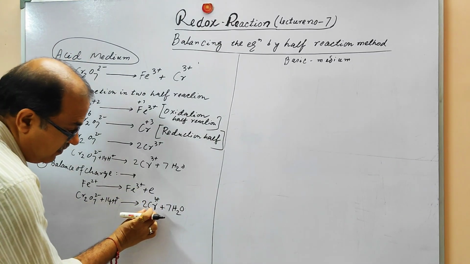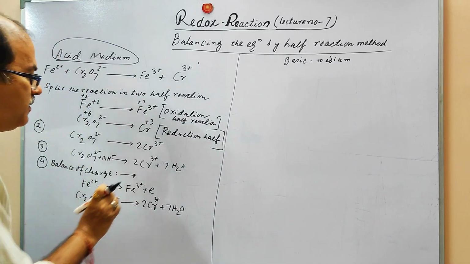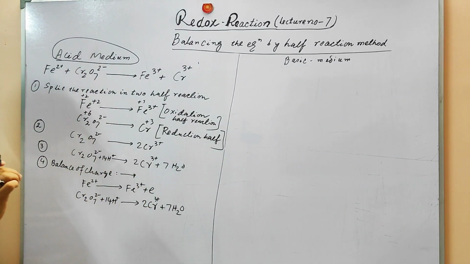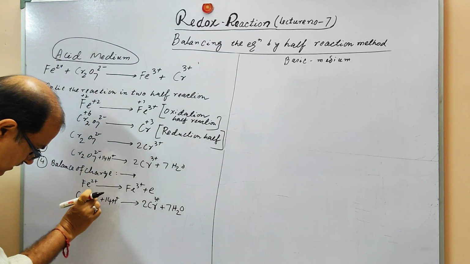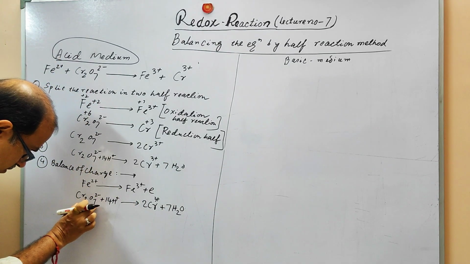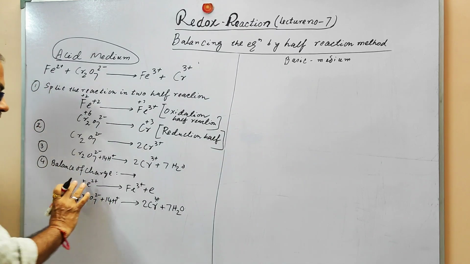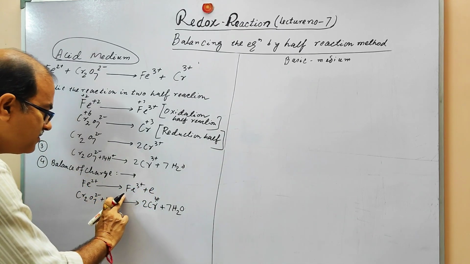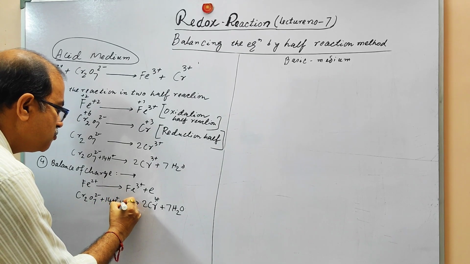On the right hand side, you can see there are 2 chromium atoms. Each has a 3 positive charge, so it is a total of 6 positive charge. Here you can see that dichromate has 2 minus and 14 plus, which is 12. So the charge is not balanced. So you have to balance these charges. How can you balance? By putting 6 electrons.